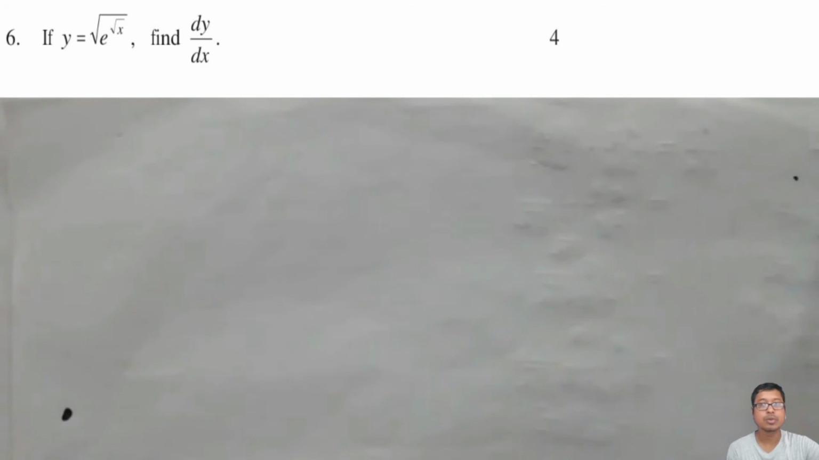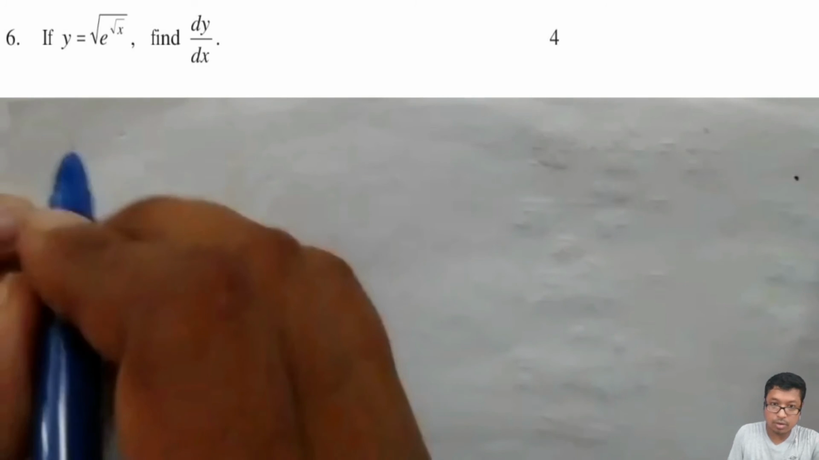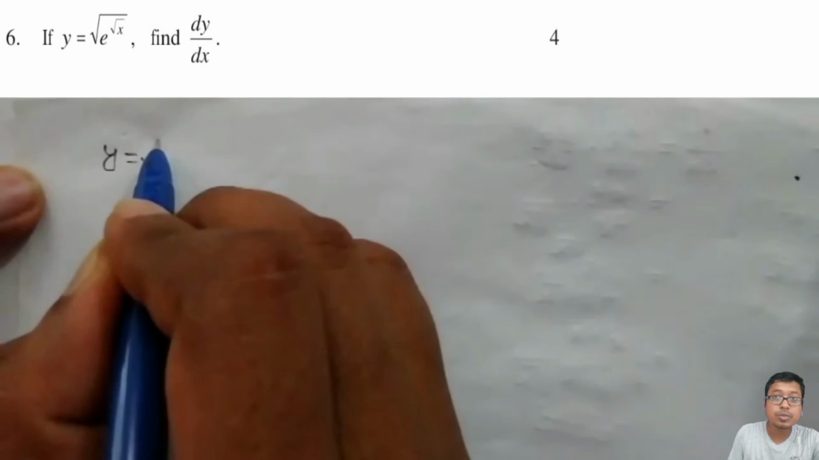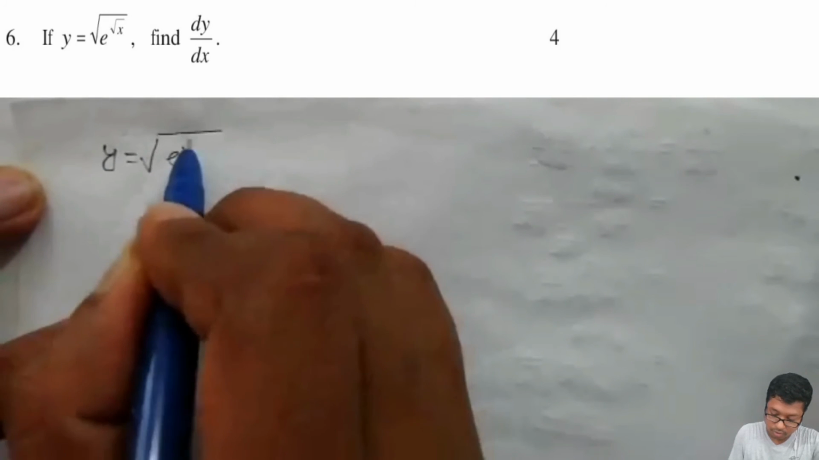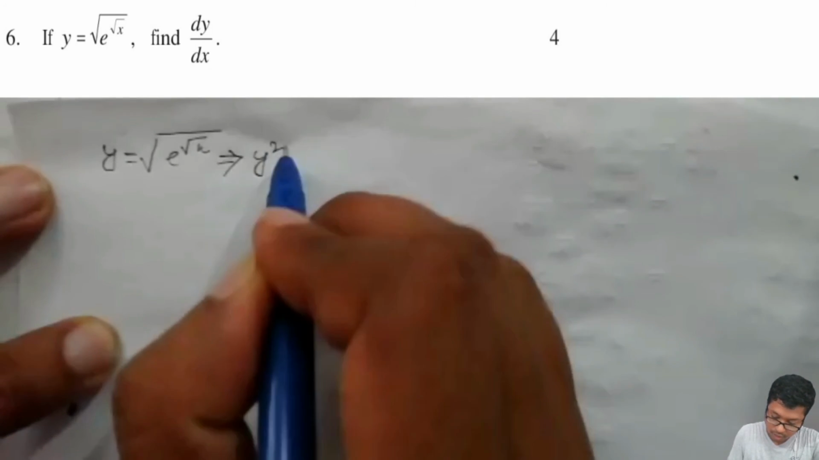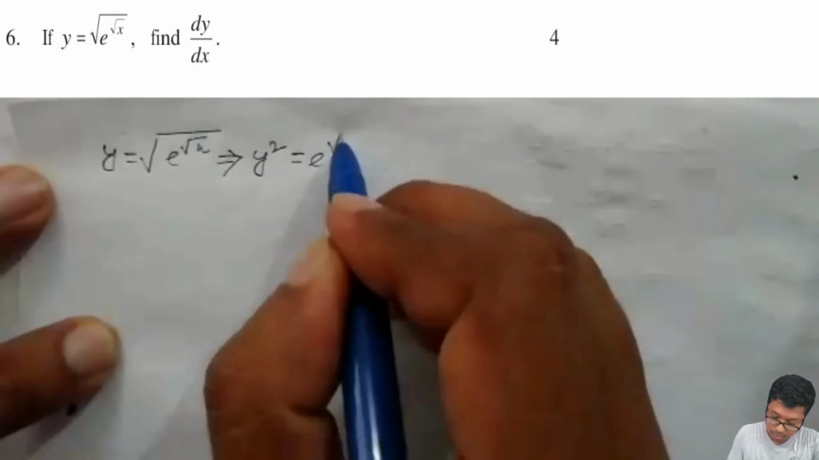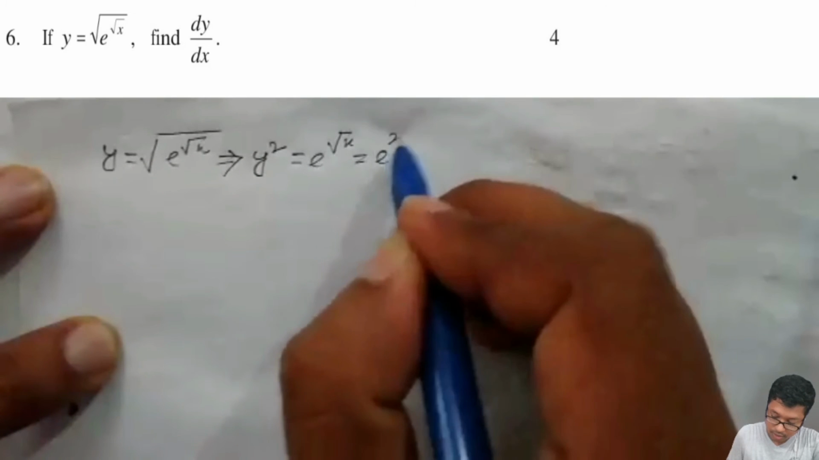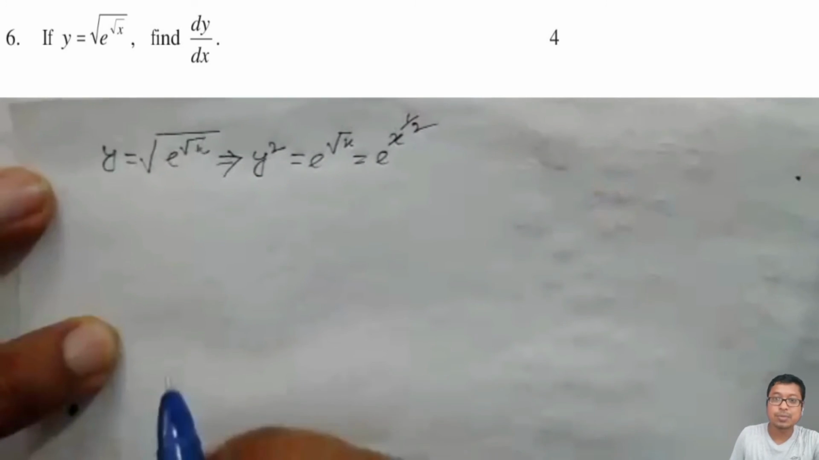Okay, let us consider question number 6. If y is equal to square root of e to the power square root of x, then find dy/dx. Let me consider y is equal to square root of e to the power square root of x. This implies y square is equal to e to the power root over x, so it is equal to e to the power x to the power half.